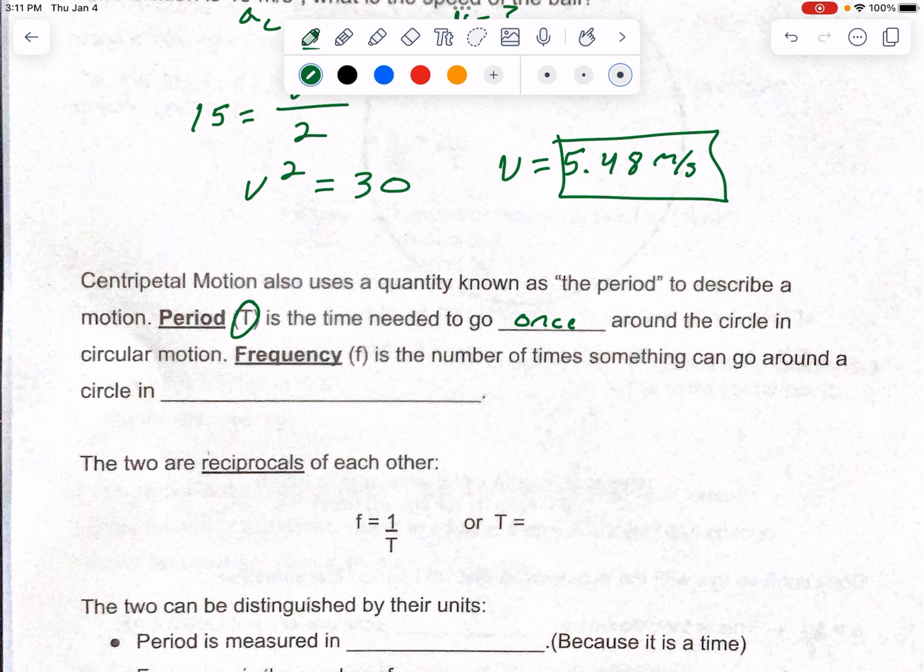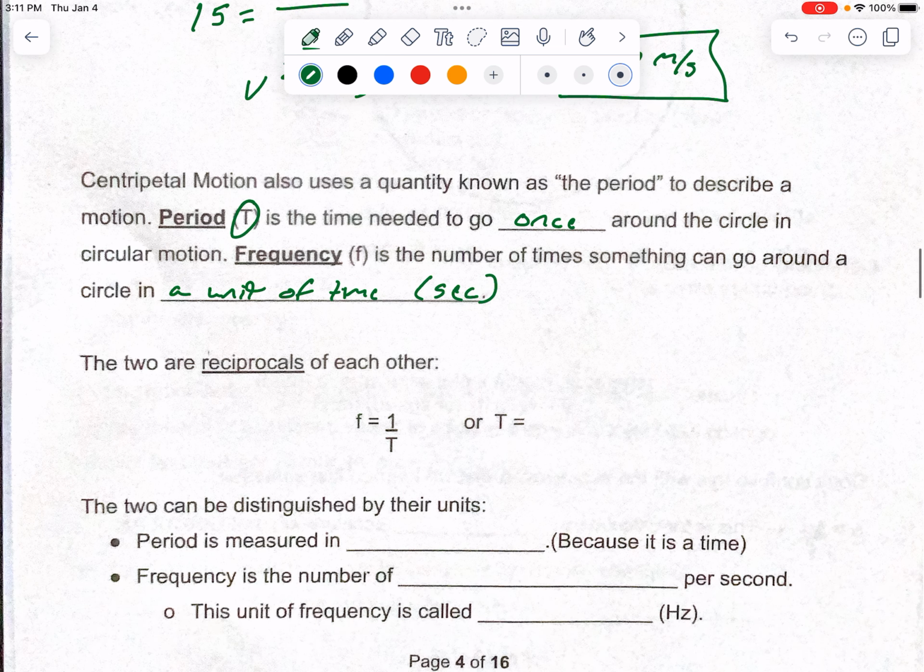Now, frequency we talked a little bit about in chemistry last year. It was the number of waves in a second. In this case, we're just talking about rotations per second. So frequency is the number of times something can go around in a unit of time. Usually we're dealing with how many times it can go around in 1 second. There's a difference between those two, so make sure you know the difference.